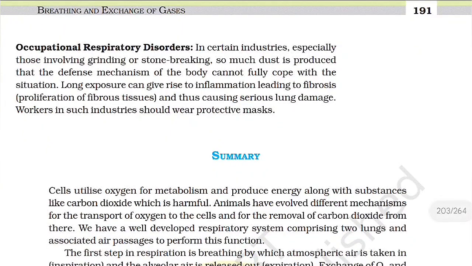Occupational respiratory disorders. In certain industries, especially those involving grinding or stone breaking, so much dust is produced that the defense mechanism of the body cannot fully cope with the situation. Long exposure can give rise to inflammation, leading to fibrosis, proliferation of fibrous tissues, and thus causing serious lung damage. Workers in such industries should wear protective masks.